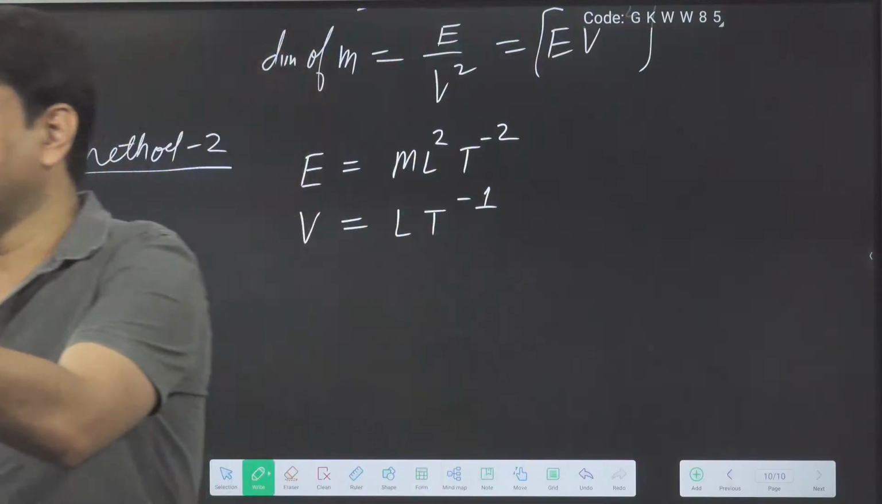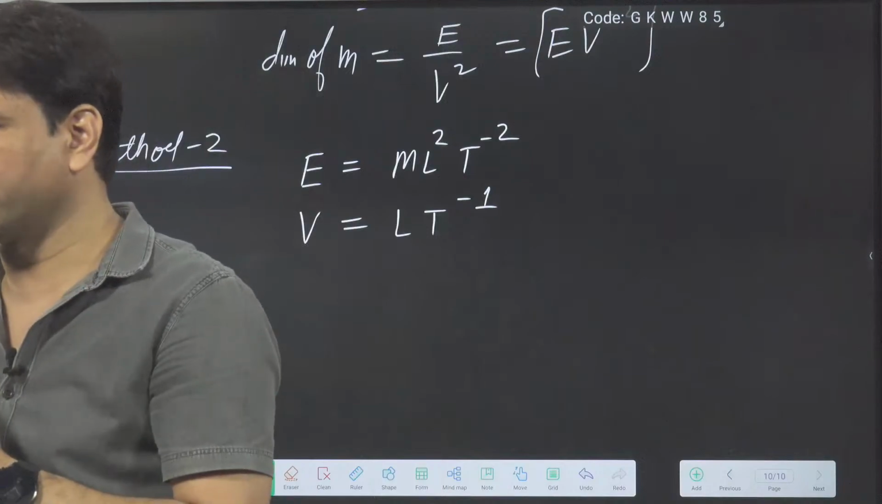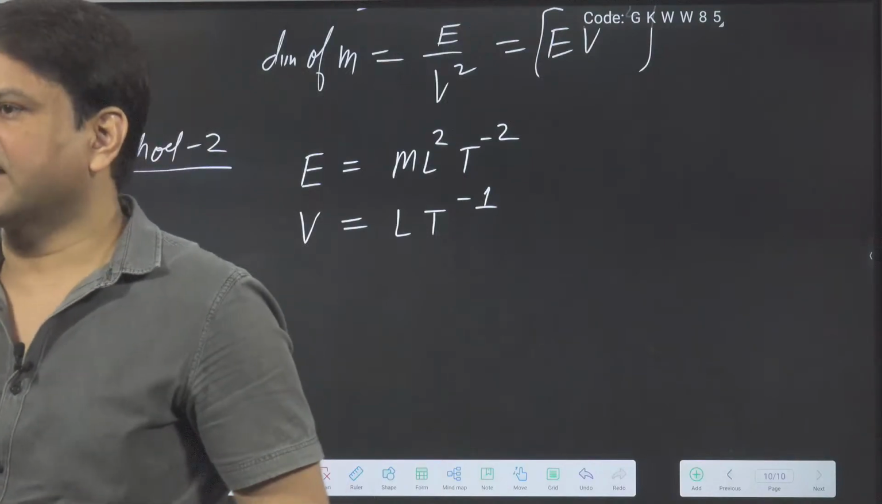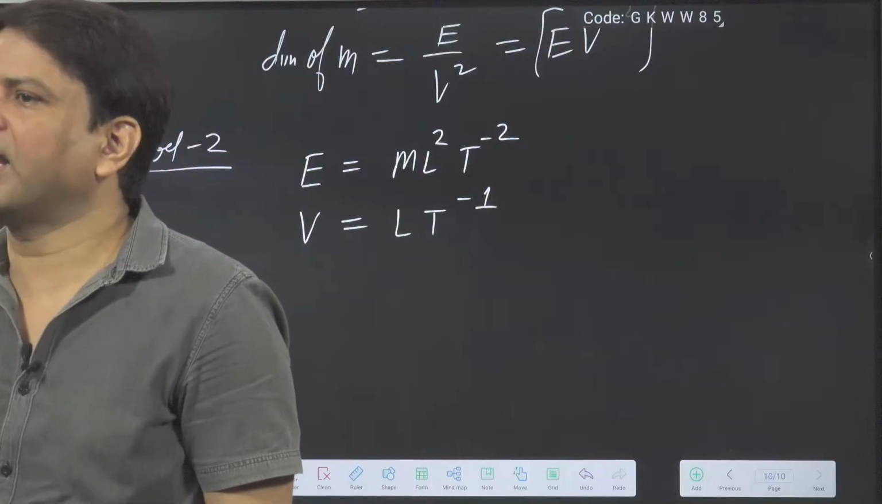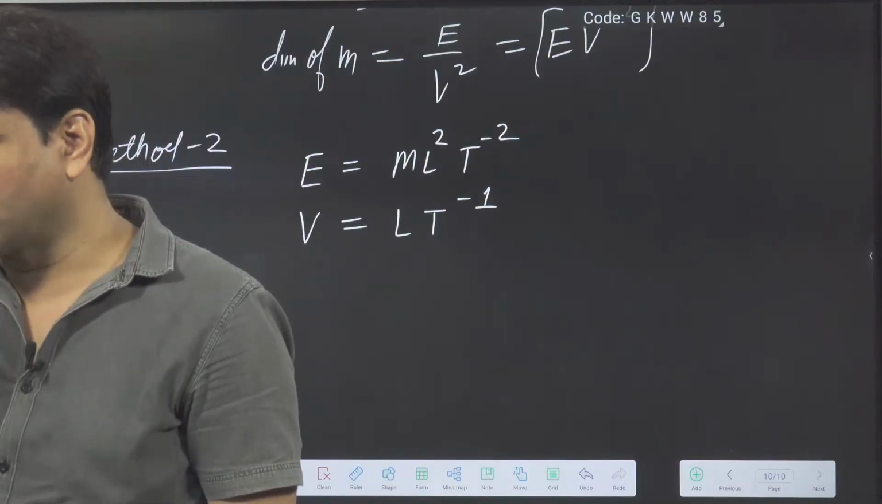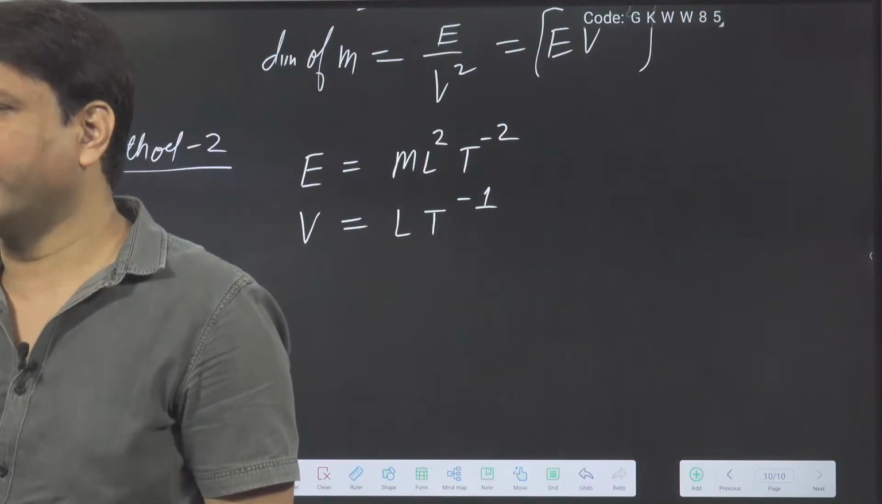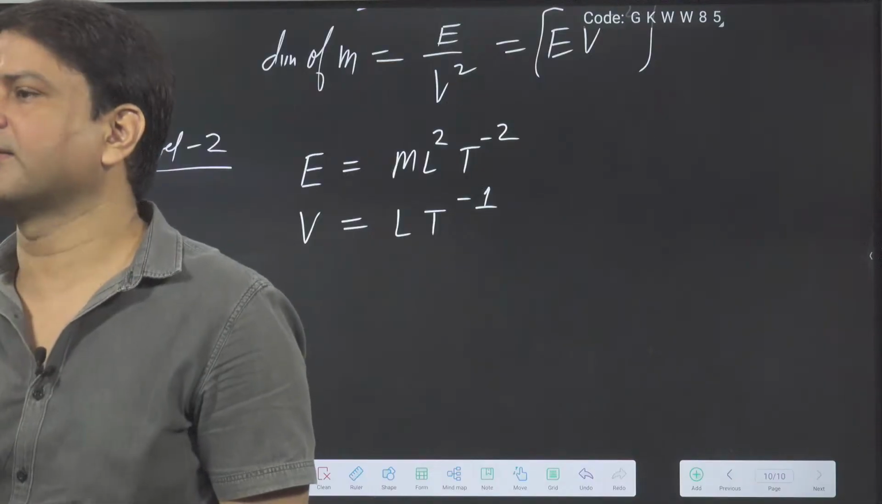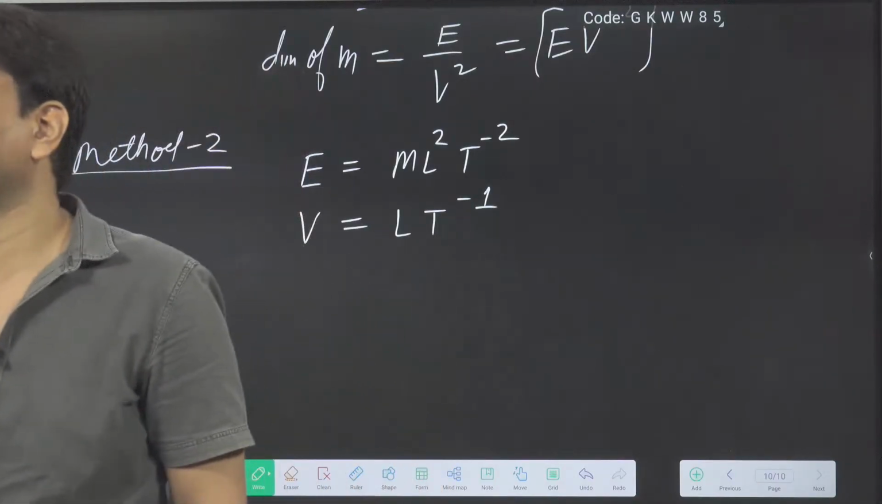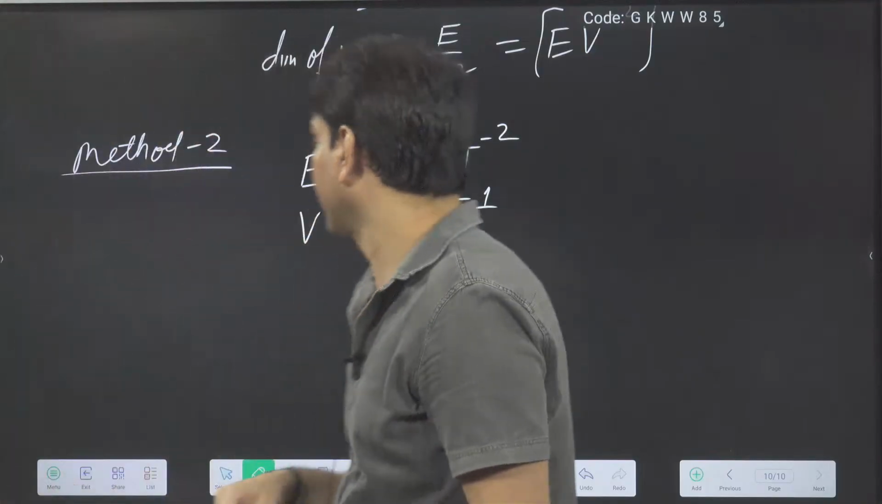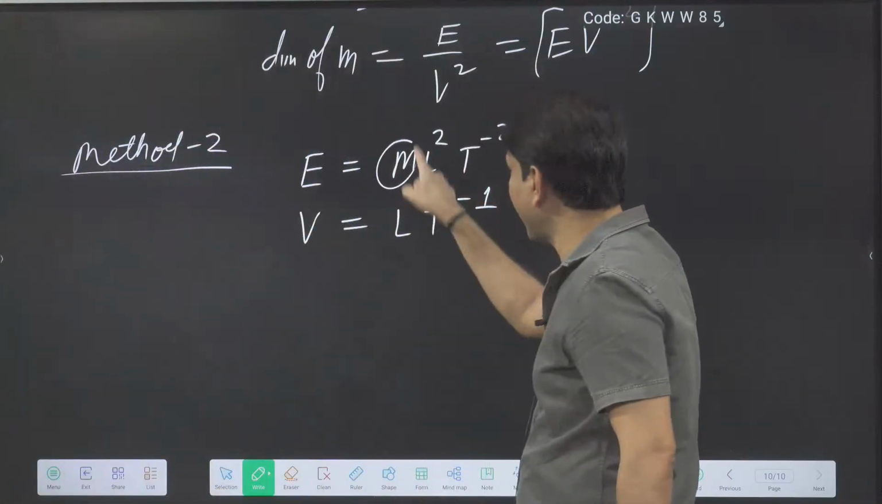So now I can find both M and L by using these two equations. Here they are asking for M, so I have to eliminate L and I will get M. By using these two, I need M, so I will eliminate L and get M in terms of E, V and T. If I need L, then I will eliminate M.